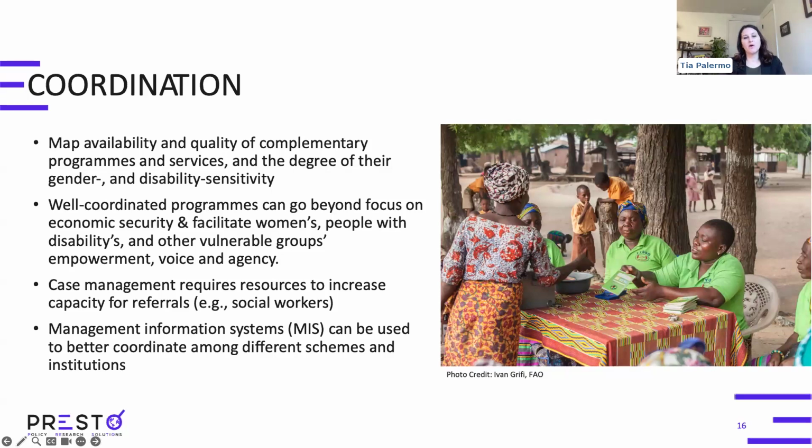Well-coordinated programs in this way can go beyond a focus on immediate economic and food security and actually facilitate women's and people with disabilities and other vulnerable groups' empowerment, voice, and agency, which can then have transformational effects to sustainably reduce poverty. Case management of different programs requires resources to increase the capacity for referrals, including investing in the social worker workforce, including both capacity related to training and number of social workers. MIS systems can be used to better coordinate among different schemes and institutions, including ensuring interoperability with disability registries.